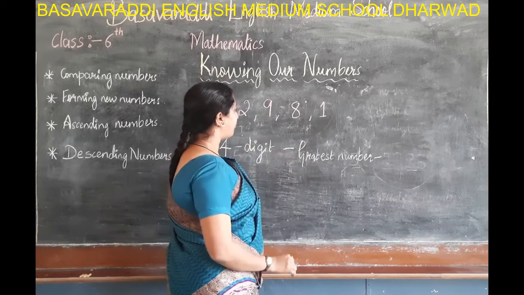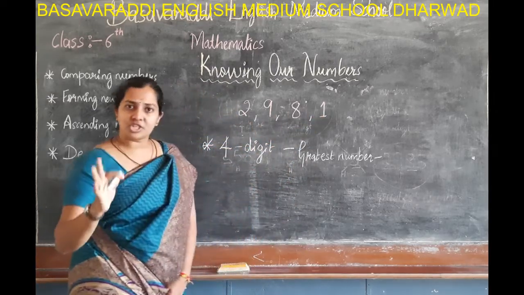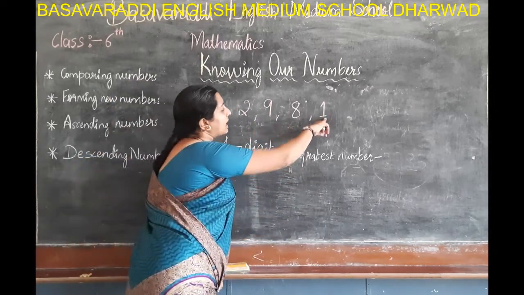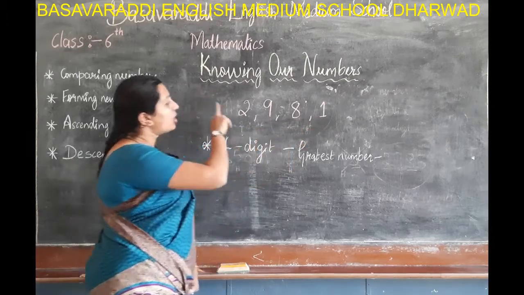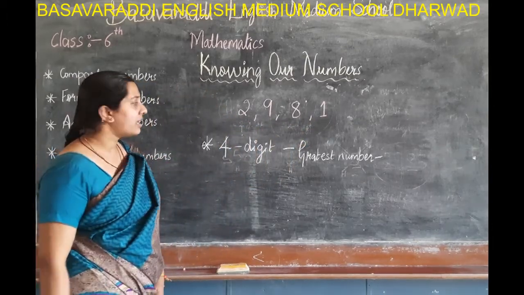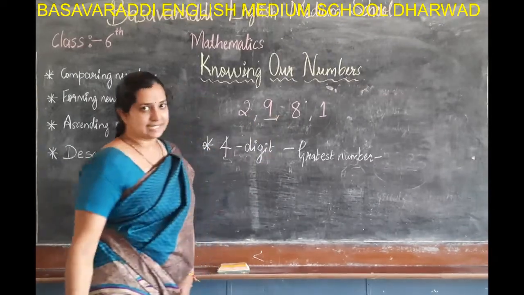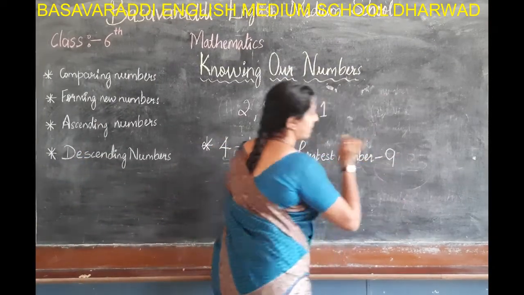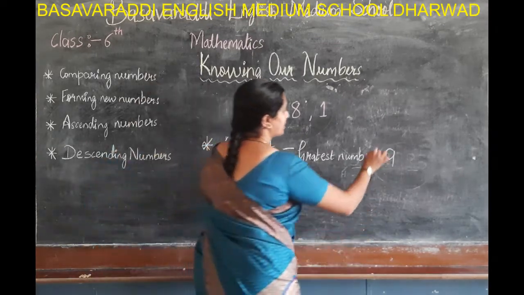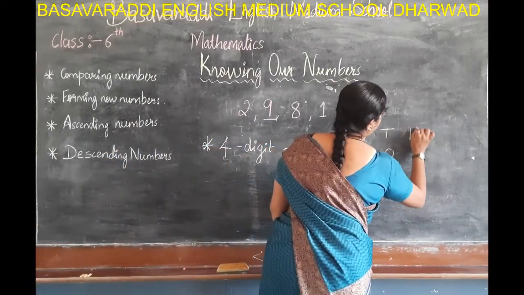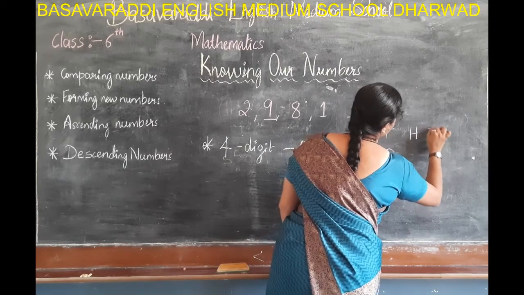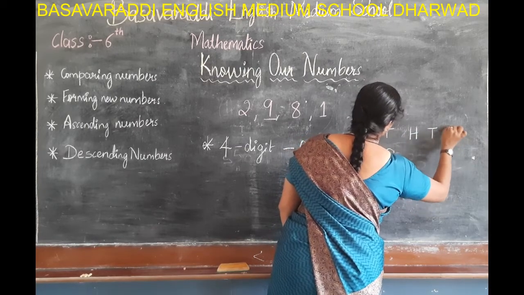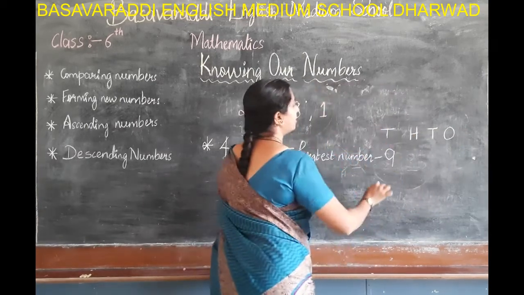Greatest number we have to form. So first it is a 4-digit number. So in the given digits, find out which is the greatest digit there. Obviously it is 9. So what I do is I will keep 9 in the thousands place. Write down thousands, hundreds, tens and ones.